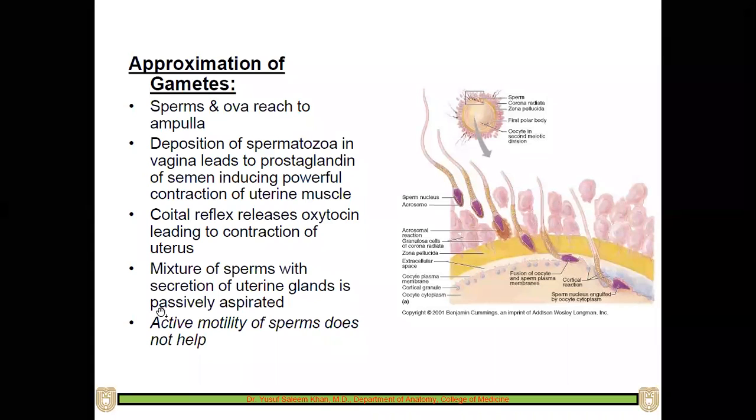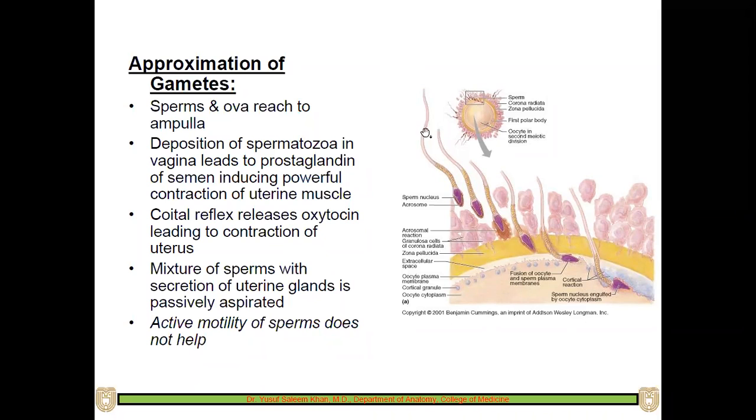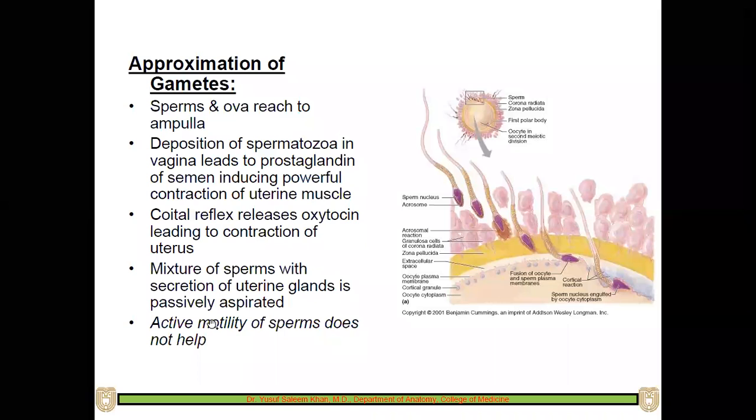Then the active motility of the sperm does not help. The sperm can move on their own with the waddling of the tail. They waddle the tail and they can move. But here in this stage, the activity of the sperm doesn't help much.